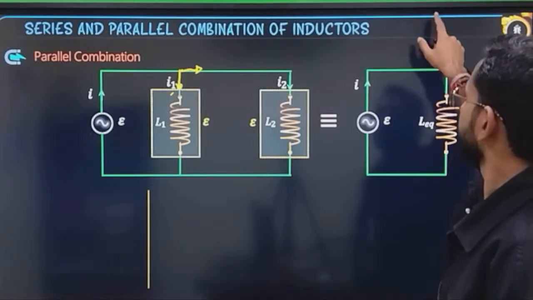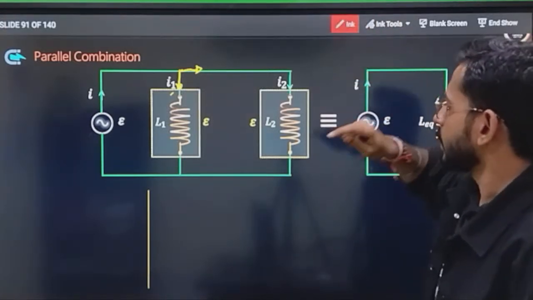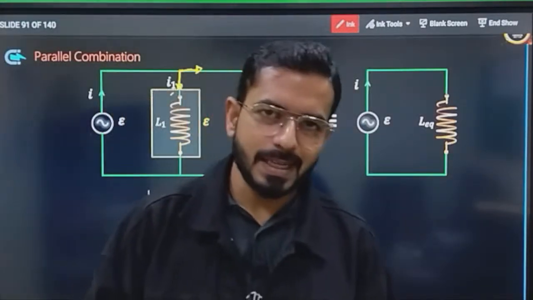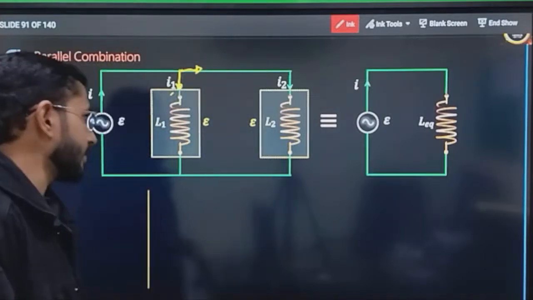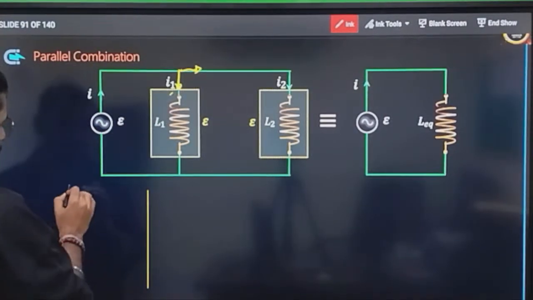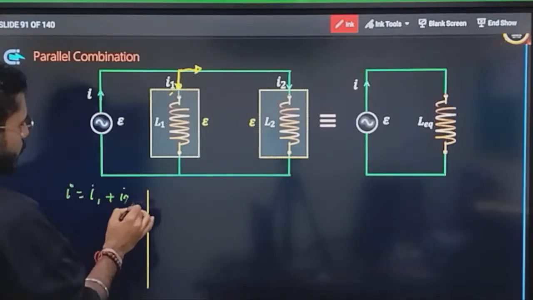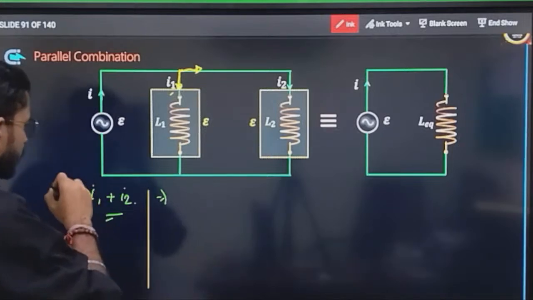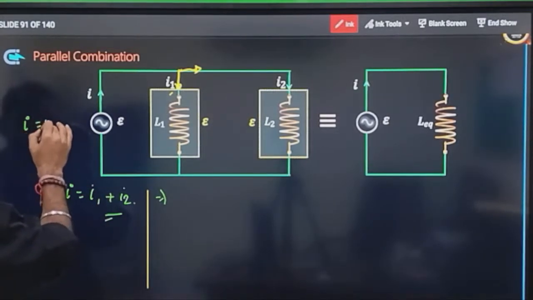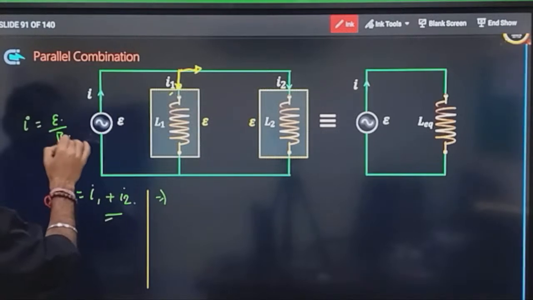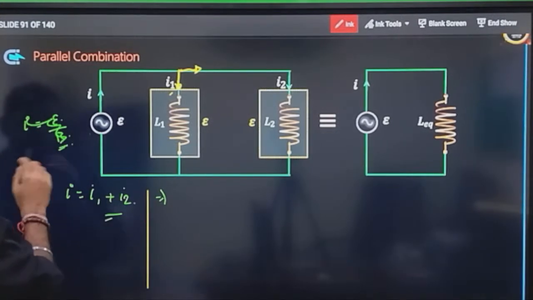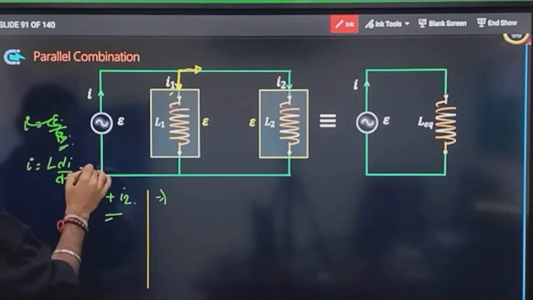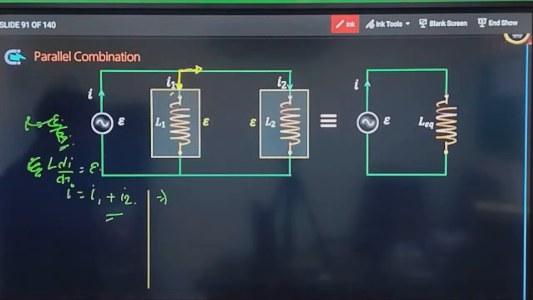Parallel combination. Let's see what is the result for the parallel combination. All the time we know what a parallel combination is: the potential difference is the same, and the current is going to be distributed. Here the distribution is given. I is equal to I1 plus I2. So let's write what I can write. The inductor relation is L di by dt, which is equal to EMF, correct?